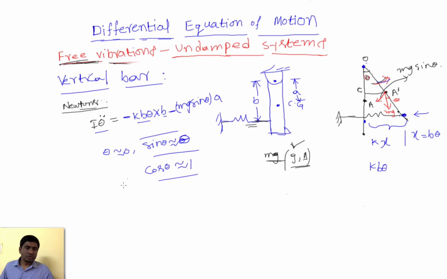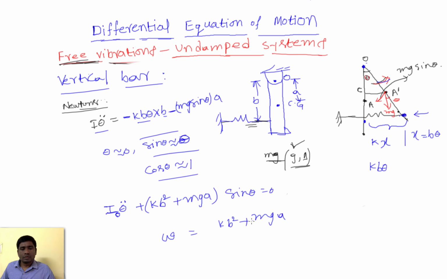So if I substitute this, I into theta double dot plus (k b square plus m g a) into theta equals 0, and here omega, you know how to write. And this I, what is the I? I is the moment of inertia about O. So we shouldn't forget to write O. I suffix O. Omega equals square root of (k b square plus m g a) by I suffix O.